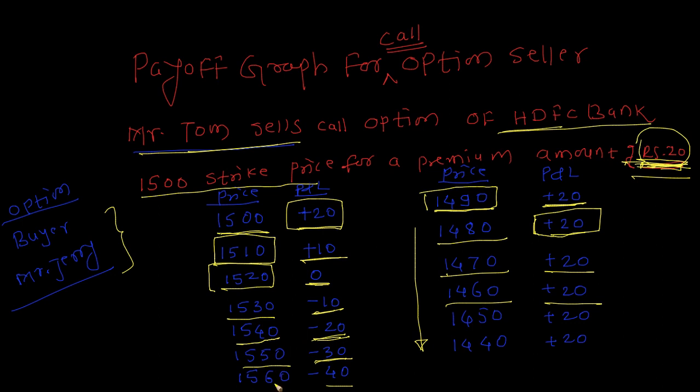But what will be his loss? As HDFC Bank rises above 1500, his loss is unlimited, right? You see, when HDFC Bank goes to 1570, his loss will be minus 50. When HDFC Bank goes to 1580, his loss will be minus 60, so on and so forth. The loss is unlimited here and the profit is limited. Sorry, for the option seller, in this case the call option seller, the loss is unlimited, the profit is only 20. That is the premium amount which he has taken from the option buyer.